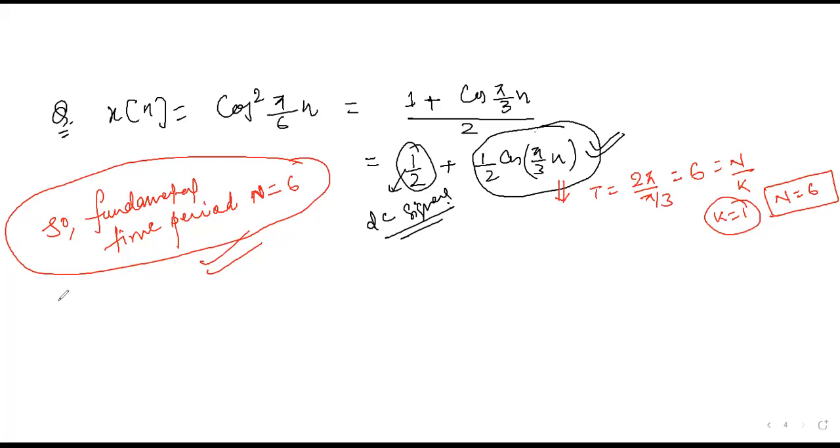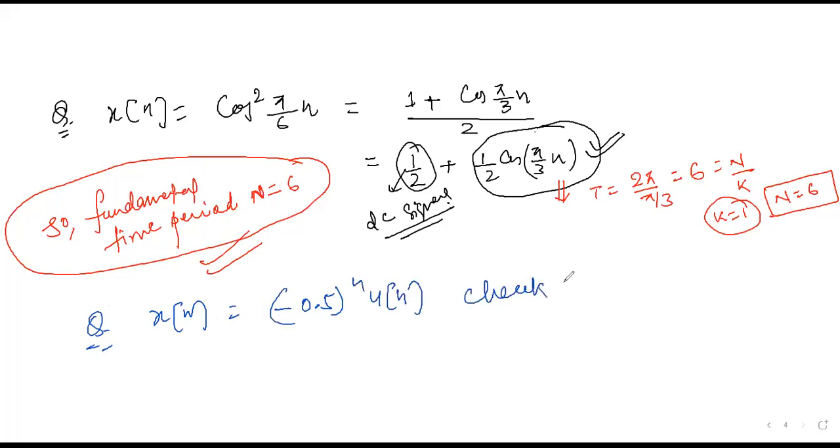Now check another question. x of n equal to minus 0.5 to the power n times u of n. Check whether it is an energy signal or not.